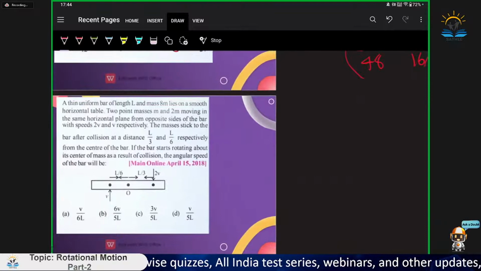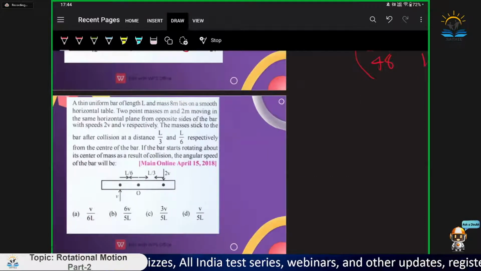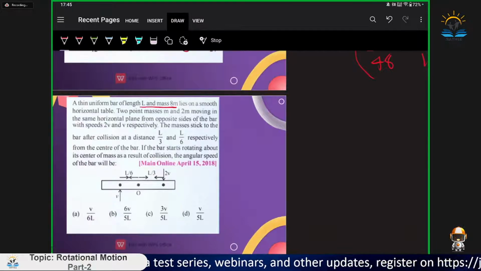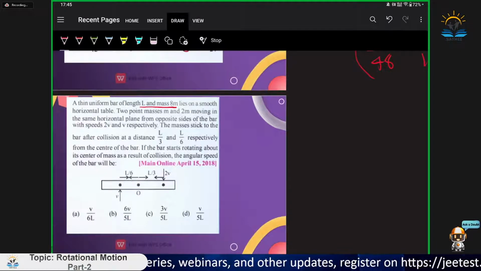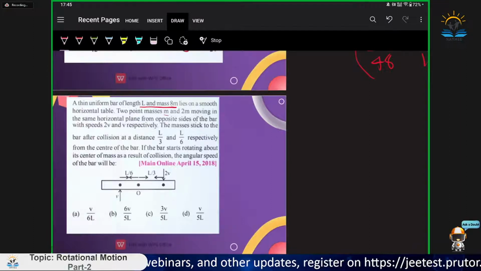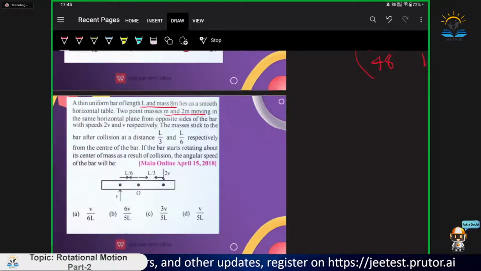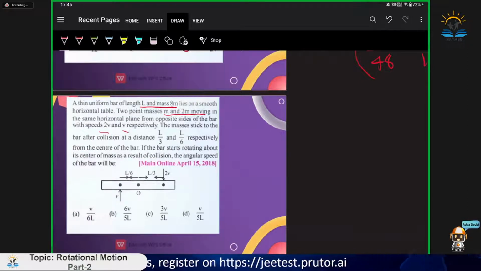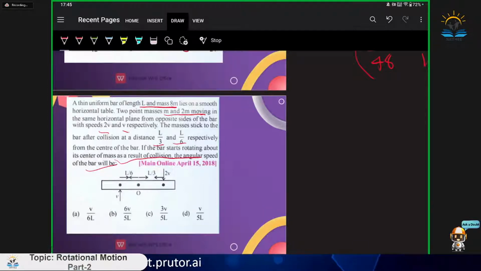That's all. Next question. A thin uniform bar of length L and mass 8m lies on a smooth horizontal table. Two point masses 2m and 2m move in the same horizontal plane from opposite sides of the bar with speeds 2v and v respectively. The masses stick to the bar after collision at distances L/3 and L/6 respectively. If the bar starts rotating about its center of mass as a result of collision, the angular speed of the bar will be?